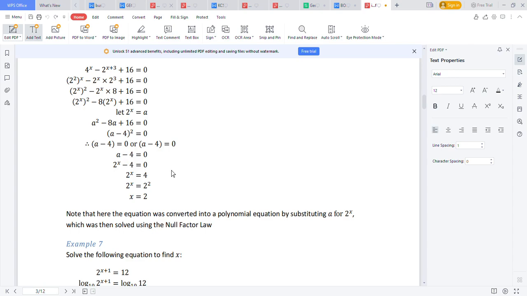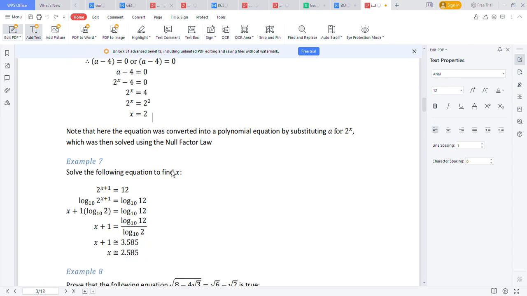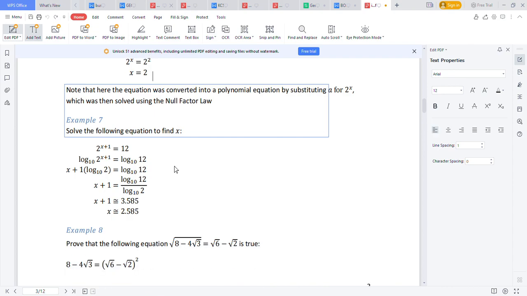But there is something I'm forgetting here. Before I forget, if you are not given the same base, what are you supposed to do? We are going to introduce logarithms. If you are not given the same base, we introduce logarithms. So like this, you have 2 raised to x plus 1 is equal to 12. Remember, you cannot express 12 in the base of 2. So what are you going to do? You are going to introduce logarithms. So the next topic we are supposed to talk about is logarithms. So I am going to stop there for now. That is all about indices.